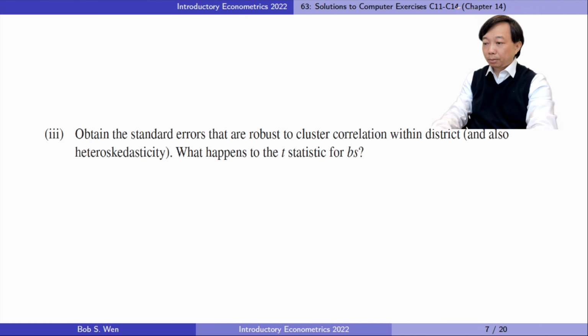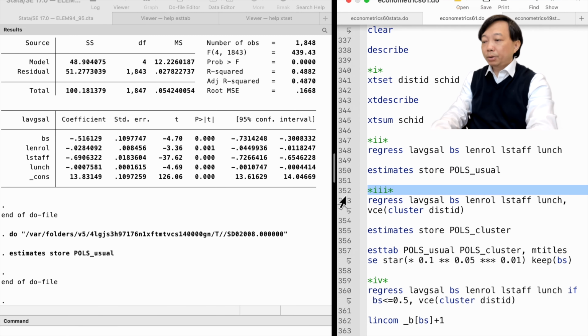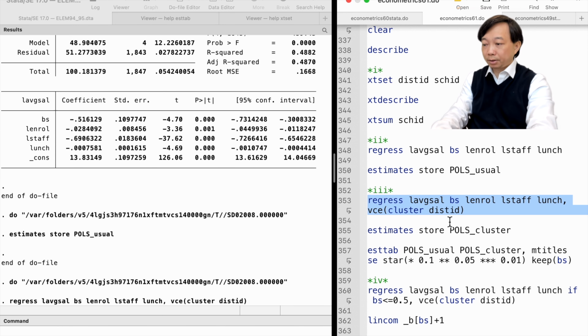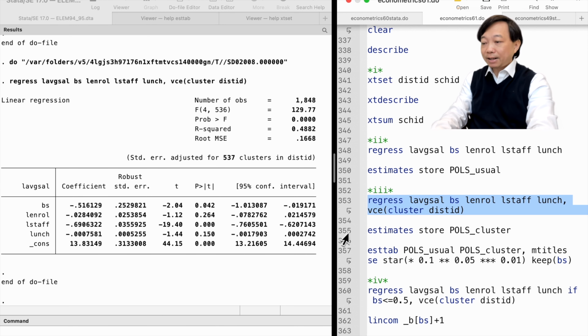In part 3, we obtain the standard errors that are robust to cluster correlation within the district and also heteroscedasticity. What happens to the t-statistic for BS? We use the variance-covariance matrix option to specify the cluster standard errors. The standard errors are robust to serial correlation within districts.